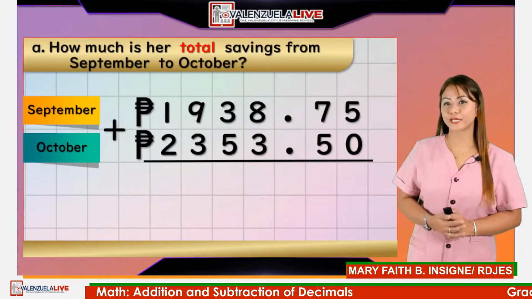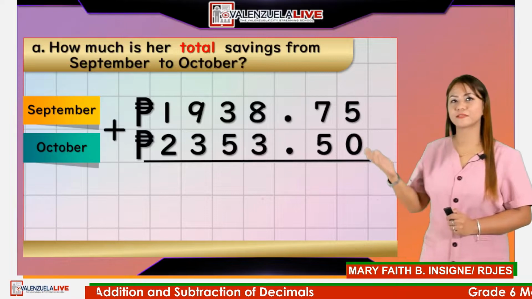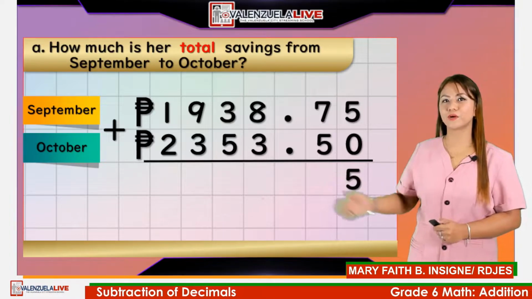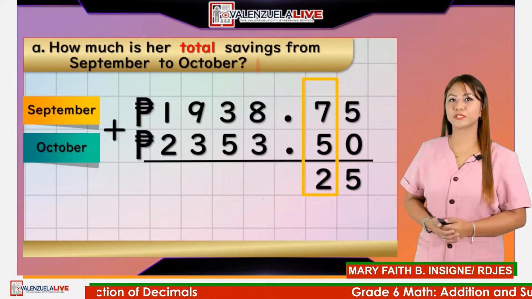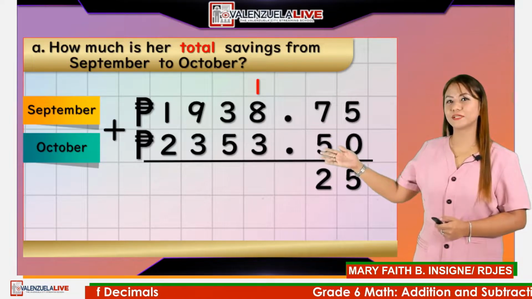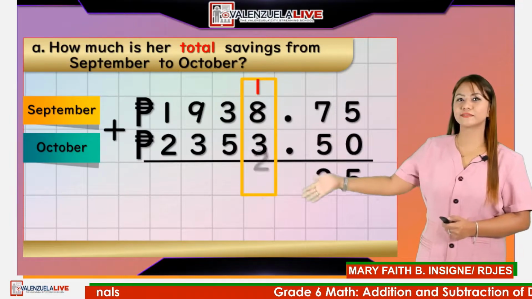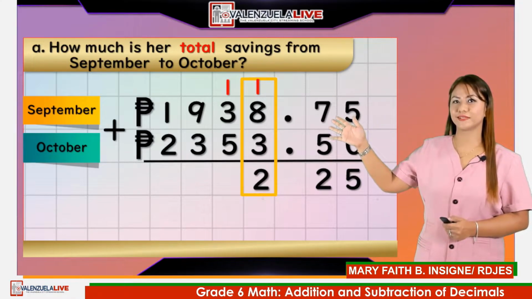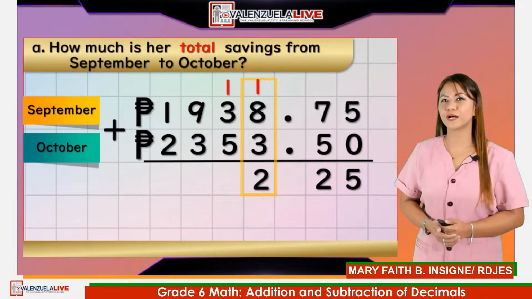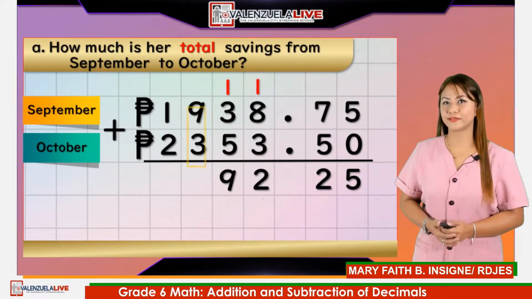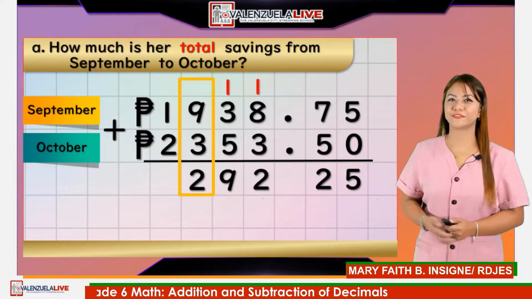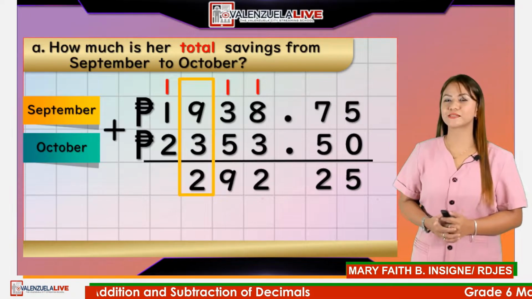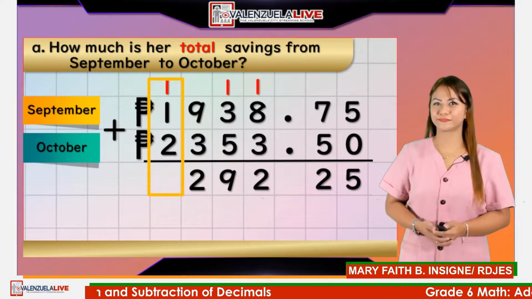Now, add the given just like whole numbers. Let us add from right to left. So, 5 plus 0 equals 5. 7 plus 5 equals 12. Write down 2, regroup 1. 8 plus 3 plus 1, we will get 12, or write down 2, regroup 1. 5 plus 3 plus 1 equals 9. 9 plus 3 equals 12. Write down 2, regroup 1. Then 2 plus 1 plus 1 equals 4.